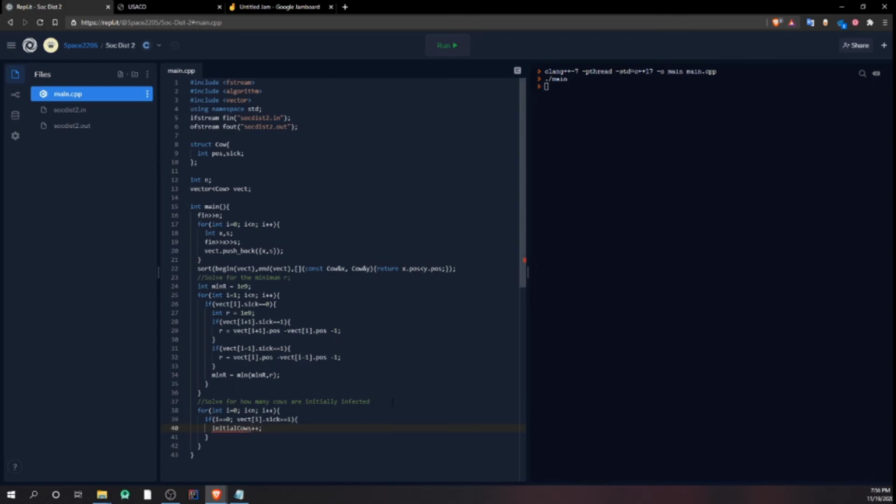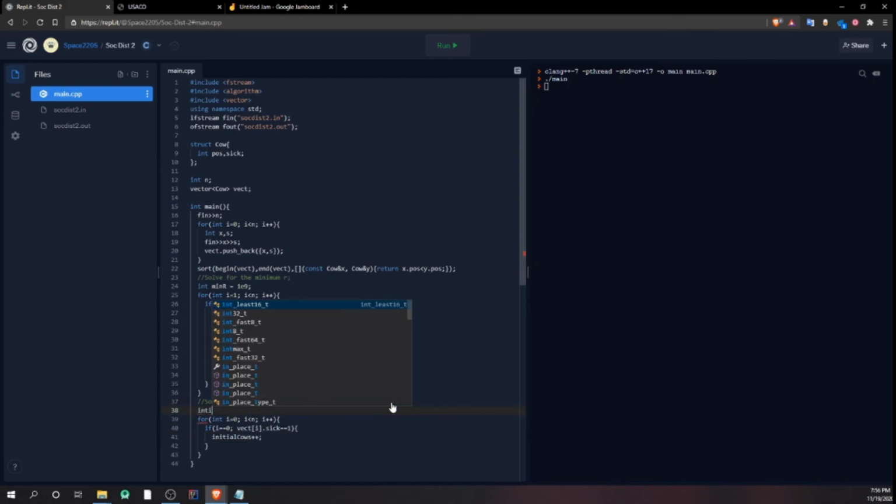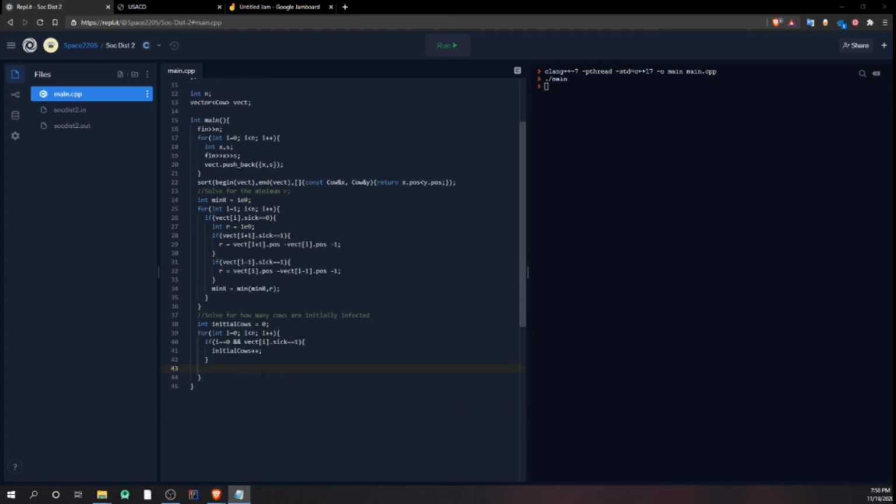And obviously I forgot to initialize the initial cows. So initial cows is equal to 0, except I spelled it wrong. Yep, initial cows, there we go. And obviously we need to give it a type, so int initial cows equals 0. Alright, now that we have our initial cow out of the way, we're going to apply it to the rest of the cows.